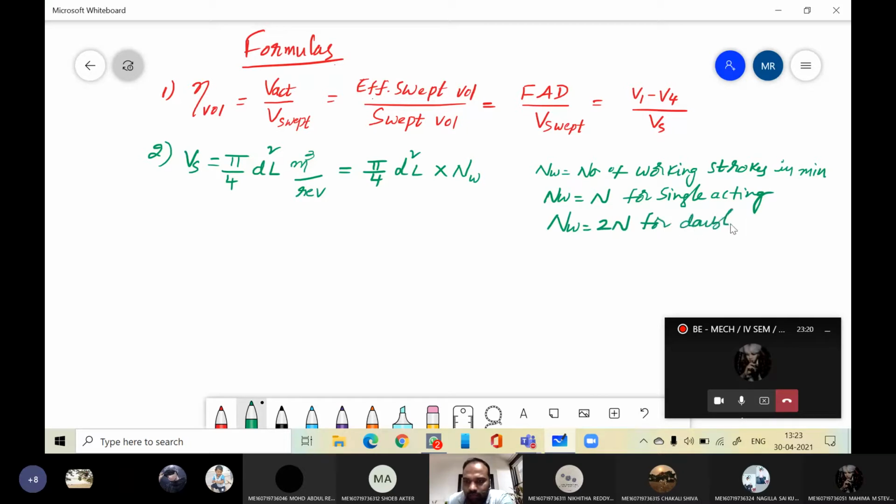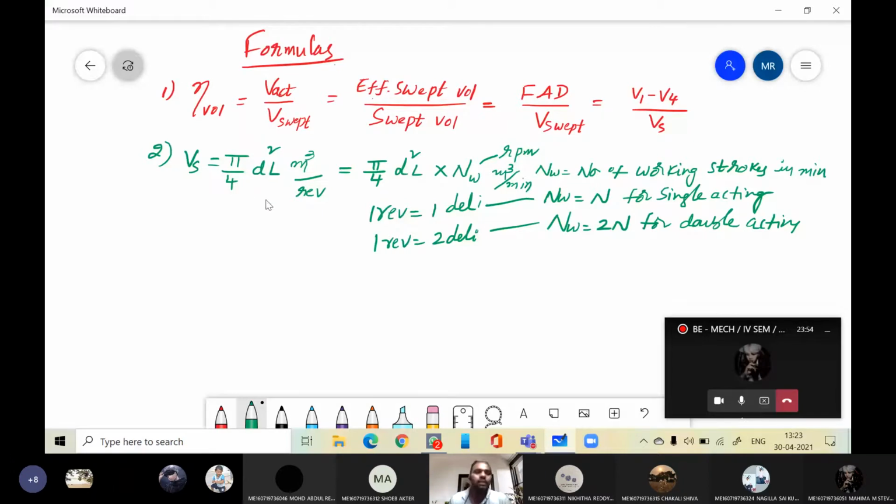For single acting, we know for one revolution of the crank, we will get one working stroke or one delivery. Whereas for double acting, for one revolution we will get two deliveries. That is the reason NW is equals to N, where N is in RPM, revolutions per minute. Already it is in revolution, so revolution will be cancelled. Therefore you will get units in terms of meter cube per minute.